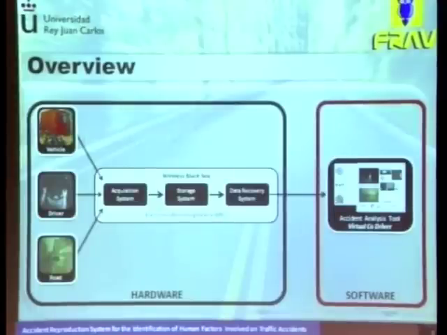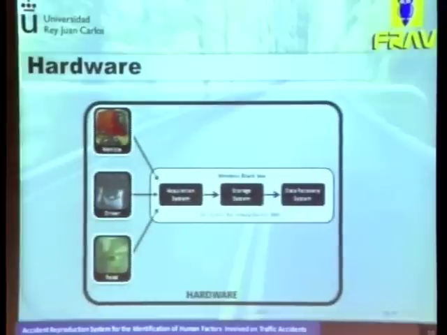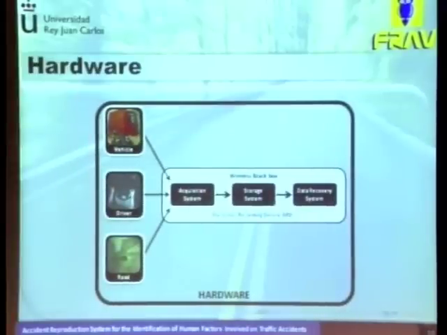Okay, this is a general scheme of our system. It could be divided into two main parts. The hardware part, which is in charge of the acquisition of the data and is going to be installed inside the vehicle cabin, and the software part, which is used by traffic safety experts for the reproduction of the driving sessions captured with the hardware part. Inside the hardware part, there are three systems working in parallel for its complete operation. The acquisition system, which is in charge of the acquisition of data from multiple sources; the storage system, which is in charge of the storage of the data in the correct place; and the data recovery system, which is in charge of keeping the data sequences after a traffic accident is detected.